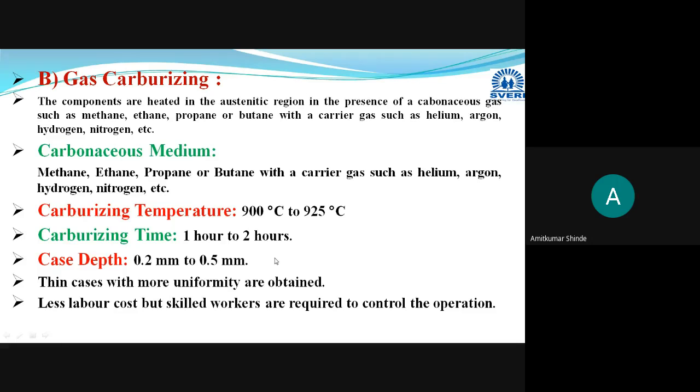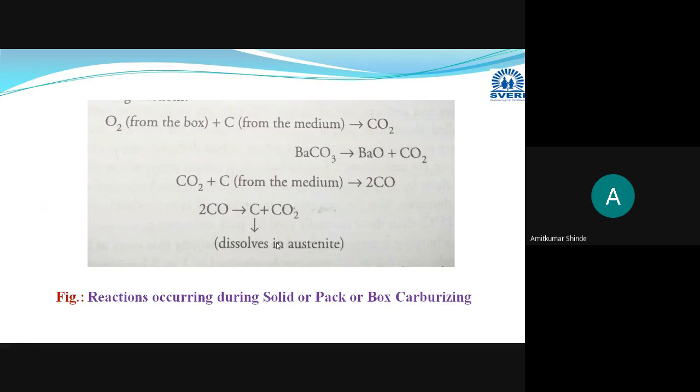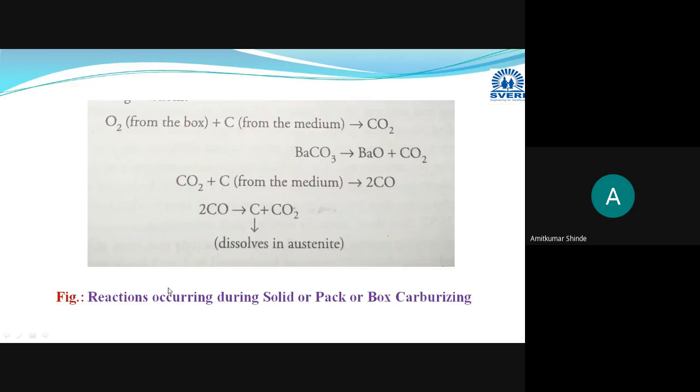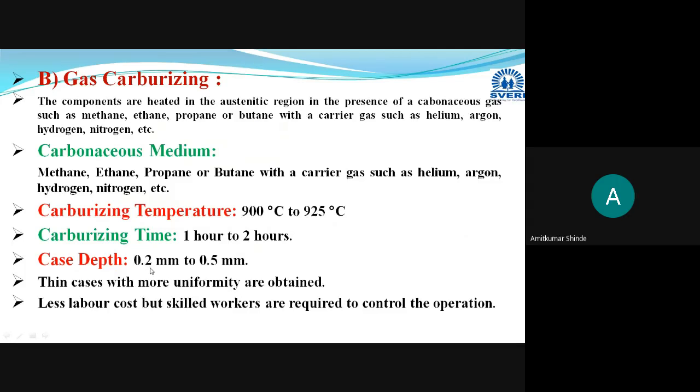Now, what are the advantages as compared to solid carburizing? Here, thinner cases can be obtained. You can compare here. In solid carburizing, we get a case depth of 1 to 2.5 millimeter, and in this case, you will get 0.2 to 0.5. Means a 0.2 millimeter case depth can also be achieved. Means thin cases can be achieved with more uniformity.